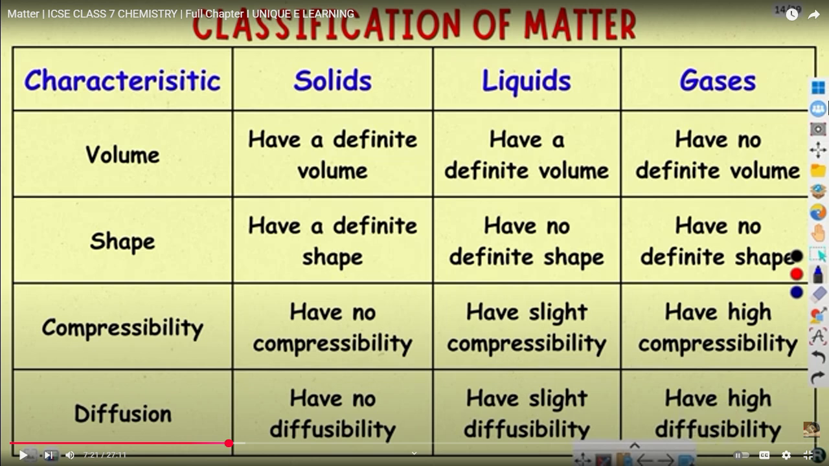Compressibility means how can we compress it. Solids are not compressible, liquids are slightly compressible, and gases are highly compressible. Diffusion: solids have no diffusibility, liquids have low diffusibility, and gases have high diffusibility. Now, you have to take a screenshot for this, because if you learn this table, half of the things you will learn from the chapter matter.